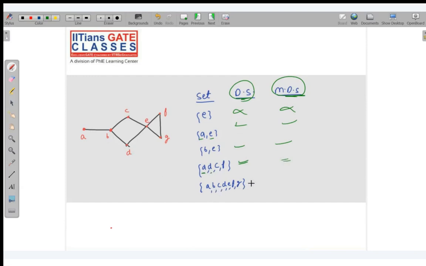A, B, C, D, E, F, G, yes, it is dominating, but it is not minimal for sure, because I can delete A. The moment I delete A, B can reach A, no problem. Okay, so it is not minimal. Yeah, so take snapshot. I will jump to the next slide.